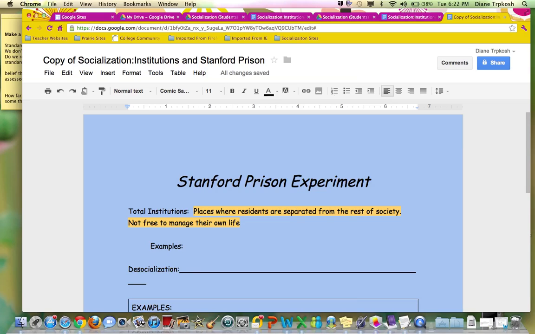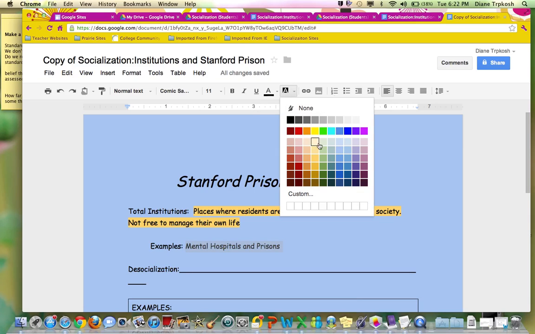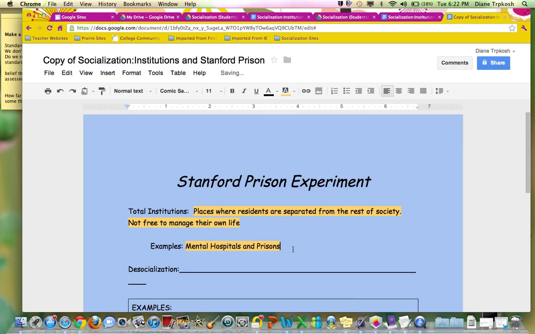Okay, eyes back up on the screen. After teaching this for a number of years, I can predict that you probably came up with the two institutions that most people consider to be total institutions. And those are mental hospitals, and more specifically what we are going to be looking at, prisons. And so those are two examples that you can write down. Again, if you want them to stand out, highlight them, come up to the text background, and choose whatever color of highlight you are on.